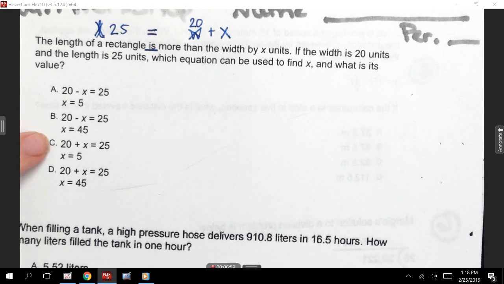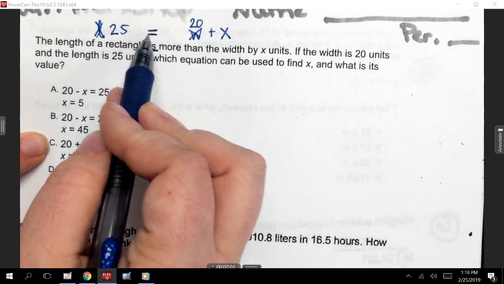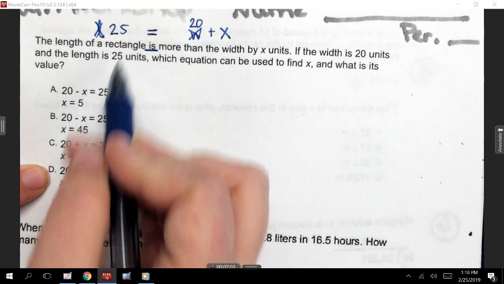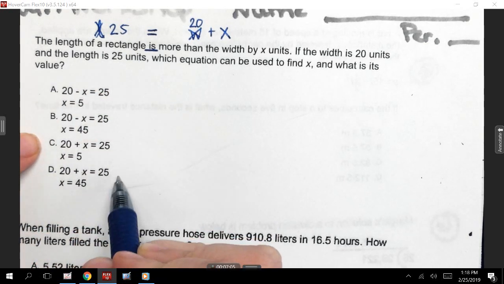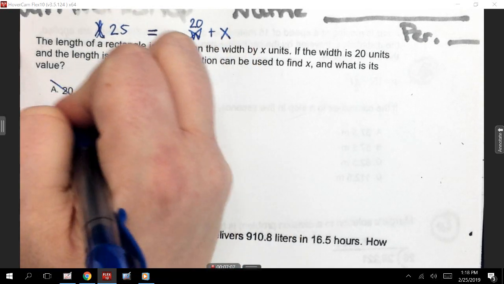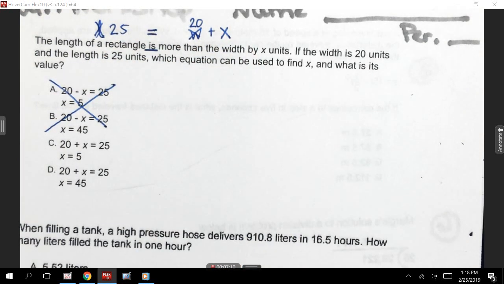D. So C says there's 20 plus X, and it says it's equal to 25. Here's 20 plus X, it says it's equal to 25. So do y'all agree it's C or D? Yeah. Okay, so I'm going to mark out A and B. I know it's not those. How am I going to choose? How do I know if it's C or if it's D? How do I know which one to pick?